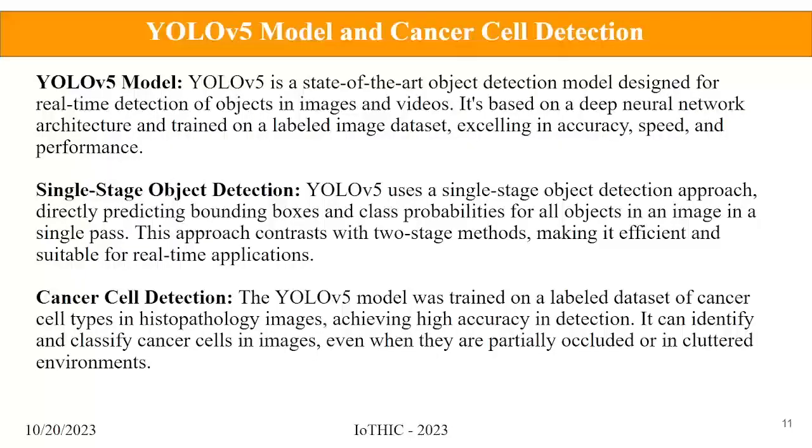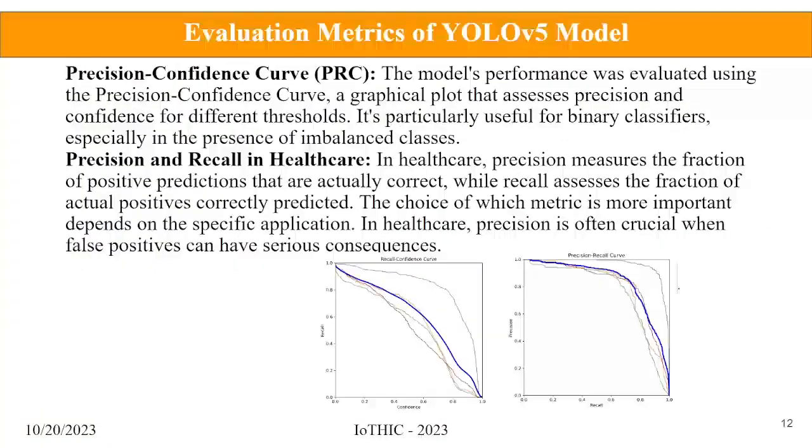So when it comes to cancer cell detection, the YOLO V5 model was trained on a labeled dataset of cancer cell types in histology images, labeled by us with a pathologist, achieving high accuracy in detection. It can identify and classify cancer cell images even when they are partially occluded or in cluttered environments.